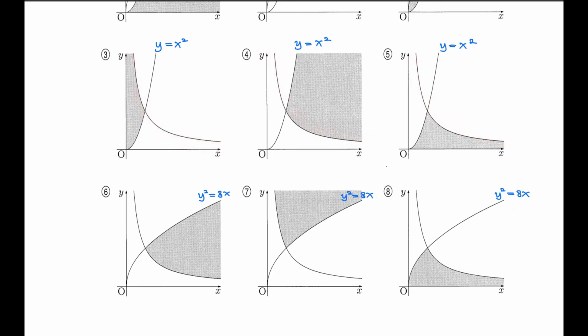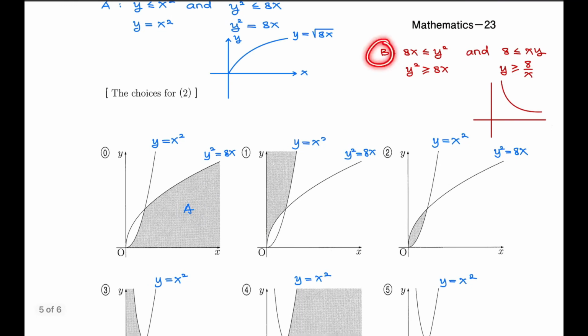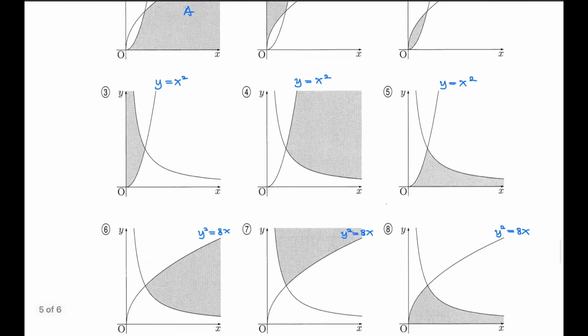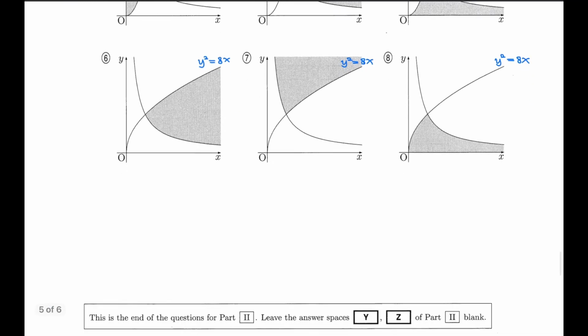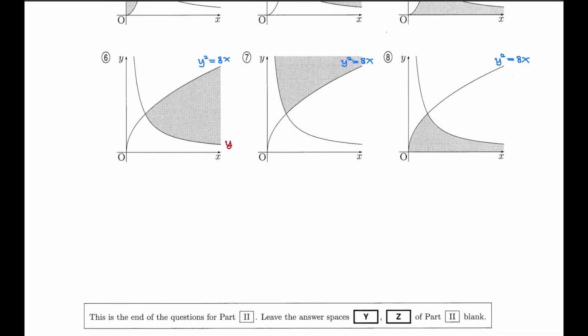But since the inequality of B is y squared greater than or equal to 8x, our correct answer must be between 6 until 8. Y equals 8 over x, between number 6 until number 8.